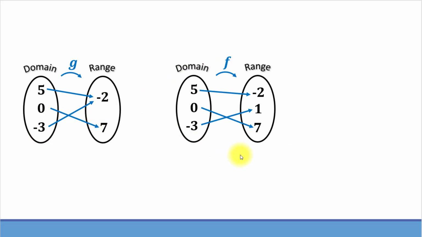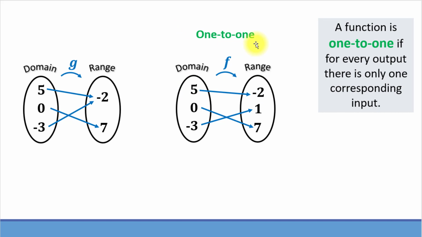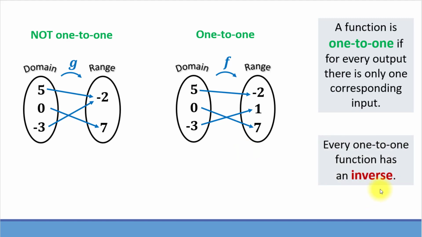So functions like function f, where each output has only one corresponding input, are called one-to-one functions. And since function g doesn't satisfy this definition, as it has an output with two corresponding inputs, function g is not one-to-one. The reason why we need to know about one-to-one functions and how to recognize them is because every one-to-one function has an inverse. And I'd like to add that only one-to-one functions have an inverse.